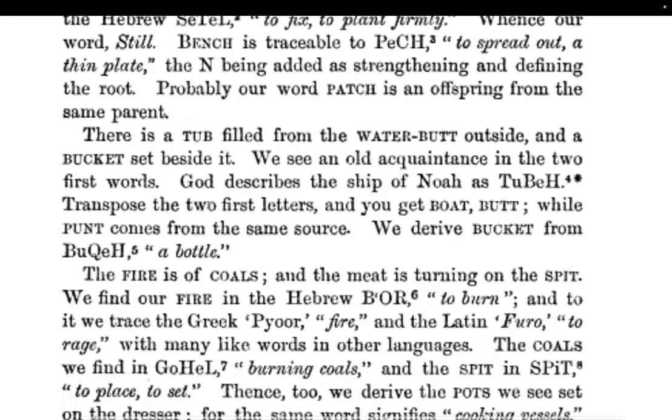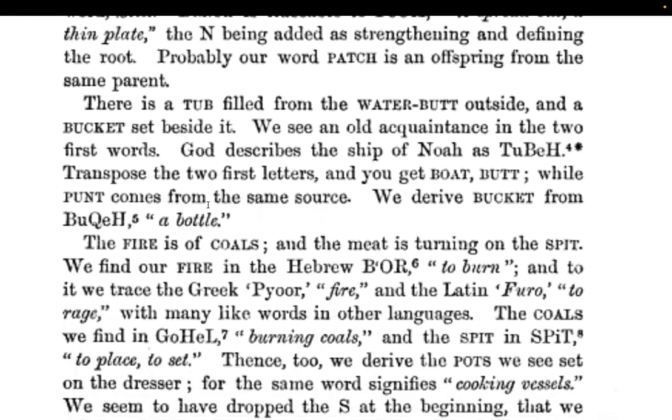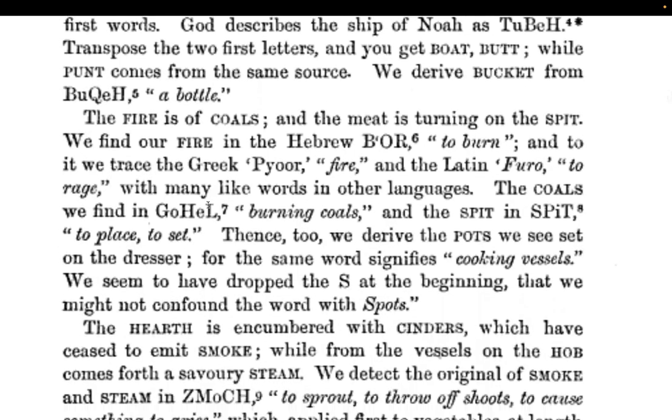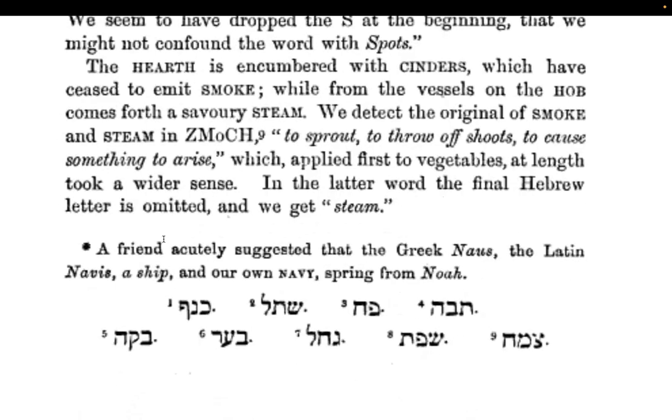There is a tub filled with the water butt outside, and a bucket set beside it. We see an old acquaintance in the two first words. Elohim describes the ship of Noah as tube, a tub. A friend accurately suggested that the Greek neus, the Latin navis, a ship, where we get the word navy, and our own word navy spring from Noah, which is pretty neat.